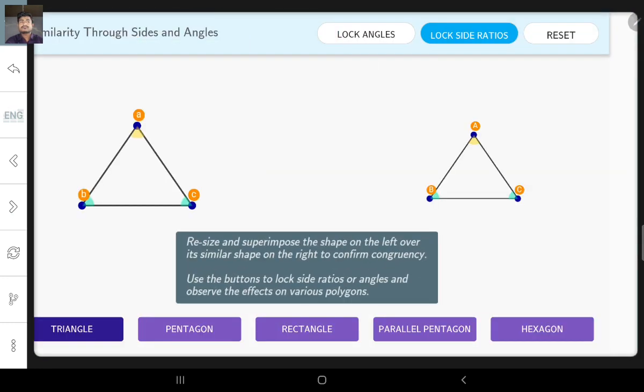Let's understand the effect of angles and side ratios on similarity with some common geometric shapes by varying the values separately and comparing.